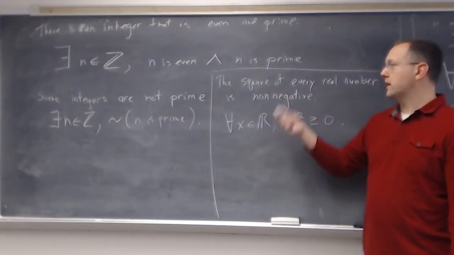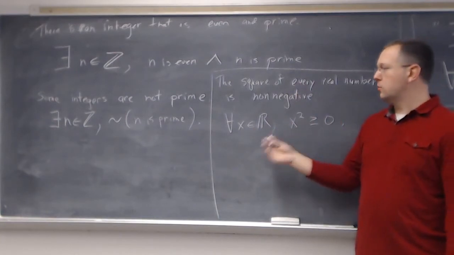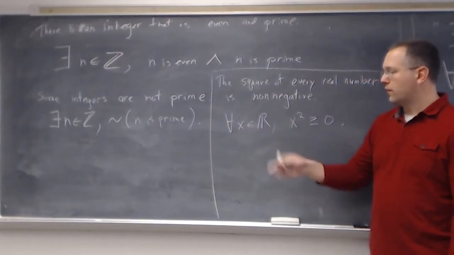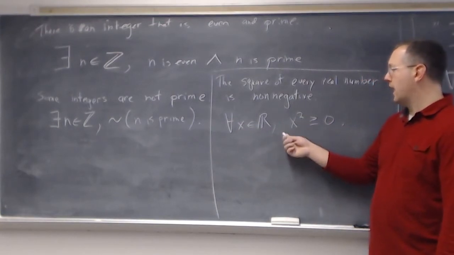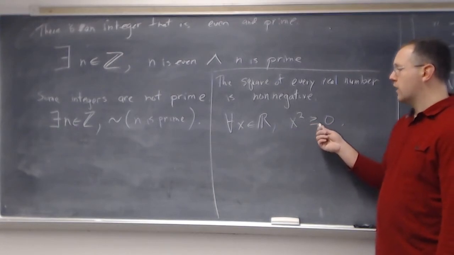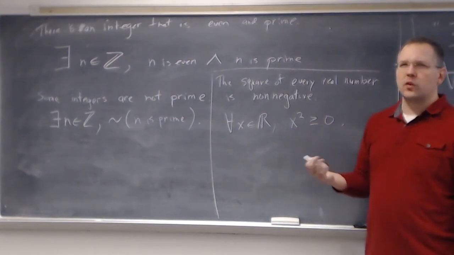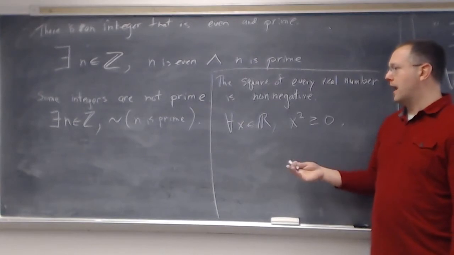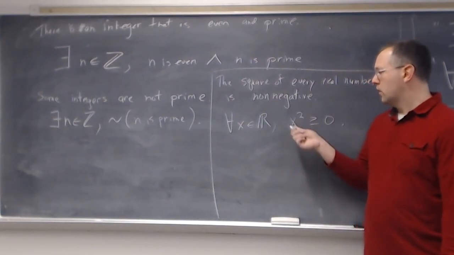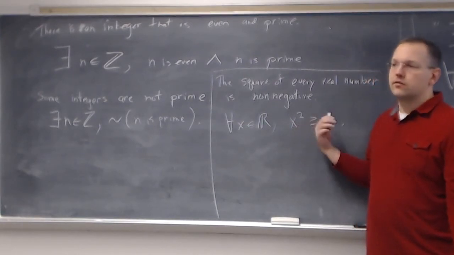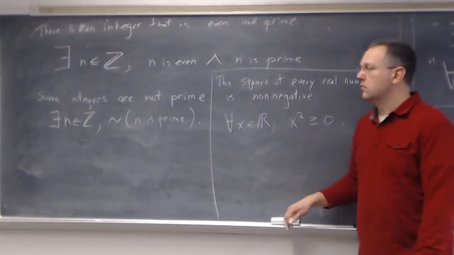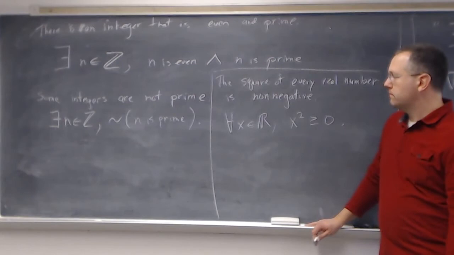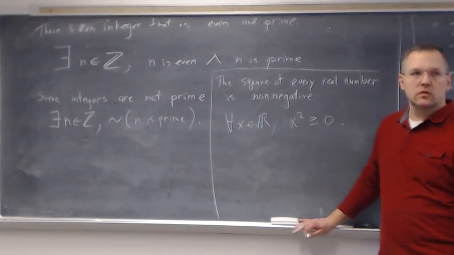To translate that back to English, you maybe start off with for every x, an element of the real numbers, it is the case that x squared is greater than or equal to zero. Then you think about what this statement is really saying. What you're really getting at is that the square of every real number is non-negative. You could say greater than or equal to zero in your translation. Any questions?